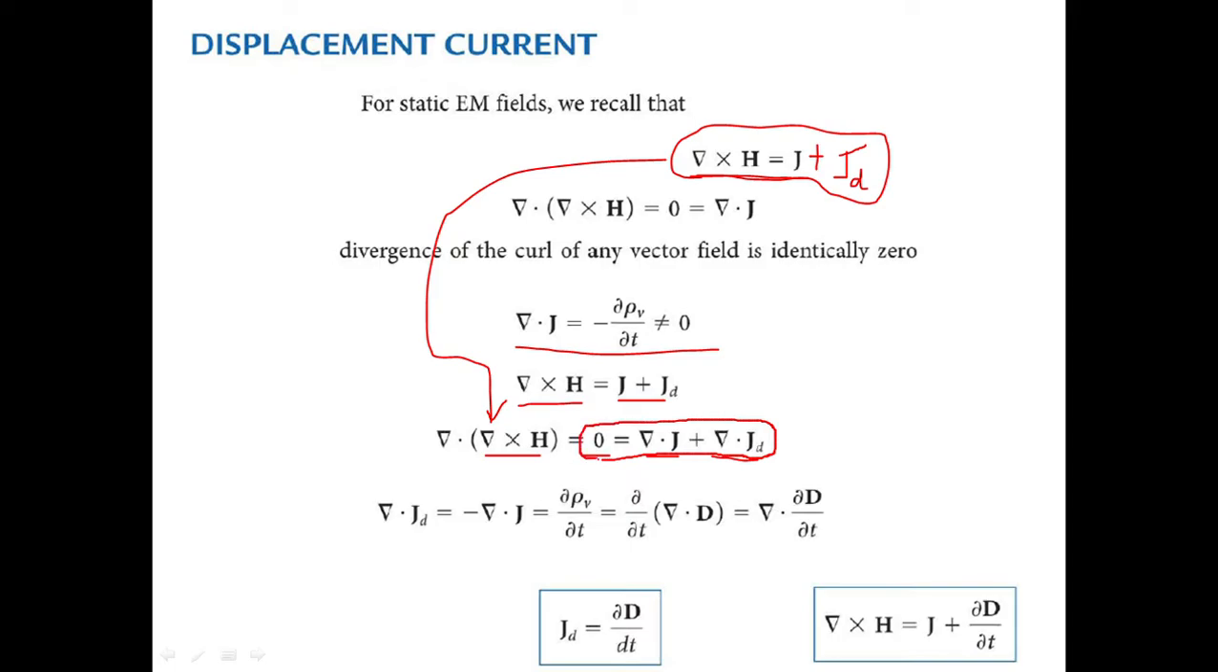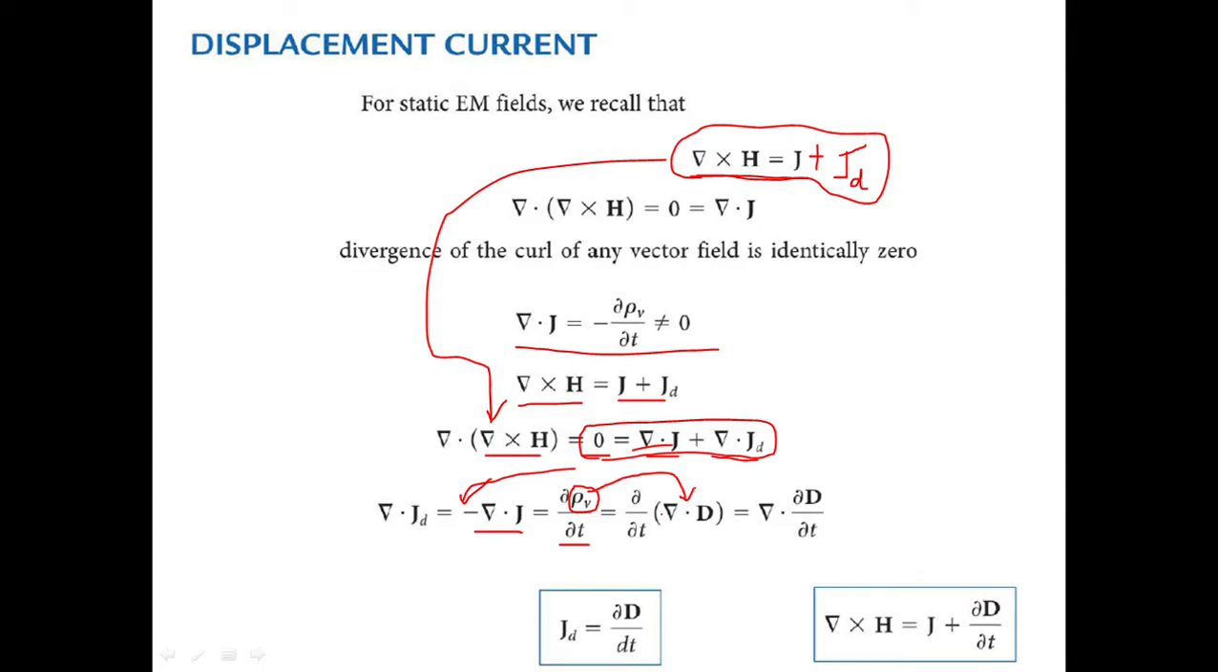So if I take only this part, what will happen to JD? Divergence of JD will be equal to minus divergence of J. That is what is written here. Now, what is divergence of J? That is minus dou rho v by dou t. So minus divergence of J vector can be written as dou rho v by dou t. What is rho v? In electrostatics, when we discussed, it is nothing but divergence of D vector. So that is substituted here.